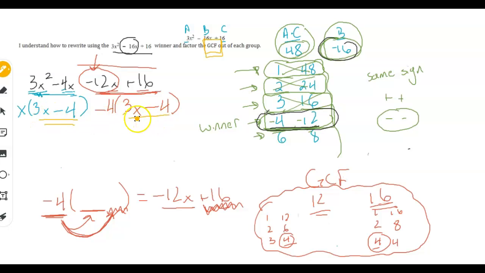If these didn't match, it would mean I made a small mistake or a big mistake somewhere. If they're off by just a little bit, maybe I just messed up a minus sign. If they're off by a lot, maybe I didn't actually find the greatest common factor. If they're nowhere near each other, then maybe I didn't pick the right winner and I've got to think about that again. But if I pick the right winner and I pull out the GCF, these will match. So when I see these matching, I'm very excited.